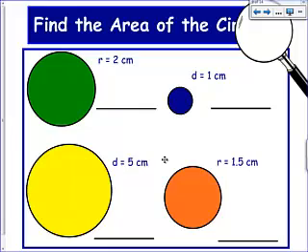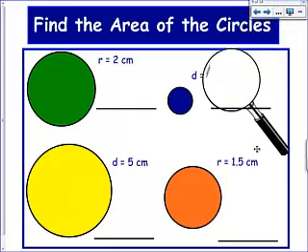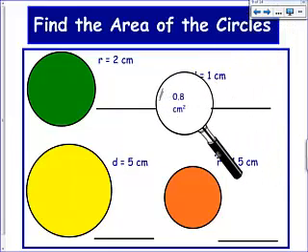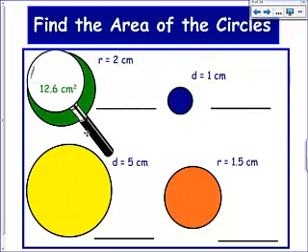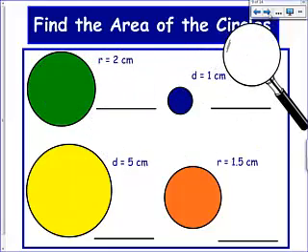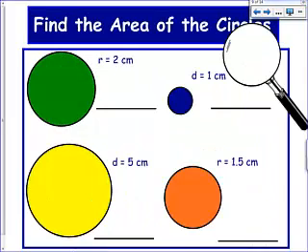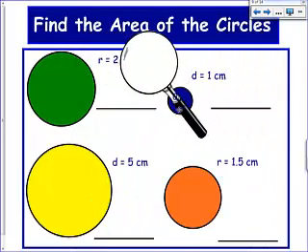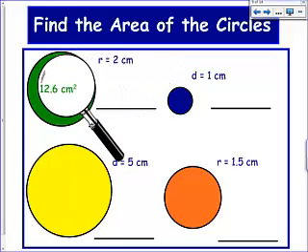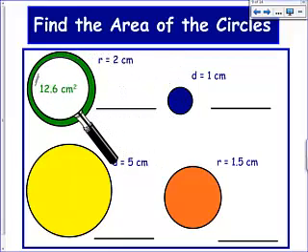Okay, if you've worked them out, great. Let's see what the answers really are. Oh, wrong way. Sorry, we went the wrong direction. If it's 2 centimeters, the radius, the answer is 12.6 centimeters squared. So again, 3.14 times 2 times 2 is 12.6.